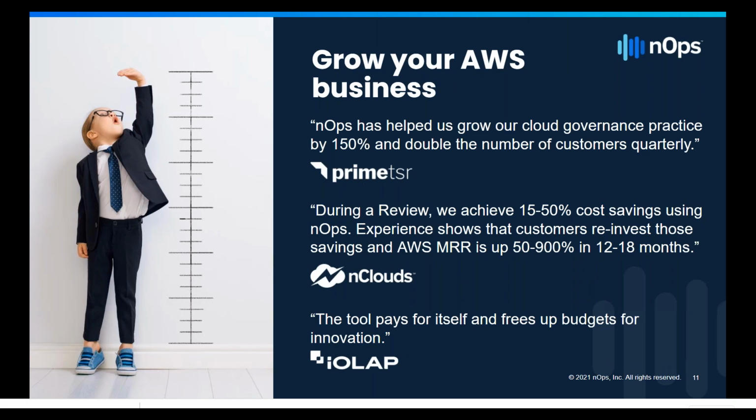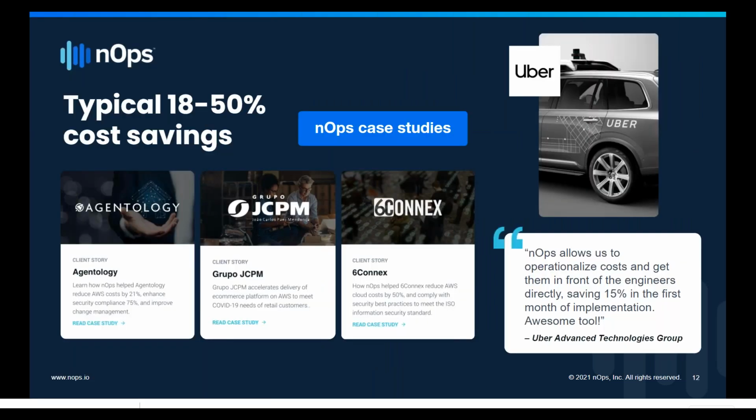Right, so Prime TSR talking about growing their governance practice 150%. What we found over in nClouds was that we could achieve that 15 to 50% cost savings. That's very typical, but that customers were reinvesting these savings and that MRR would be up 50 to 900% within the 12 to 18 months. Just an awesome, awesome story.